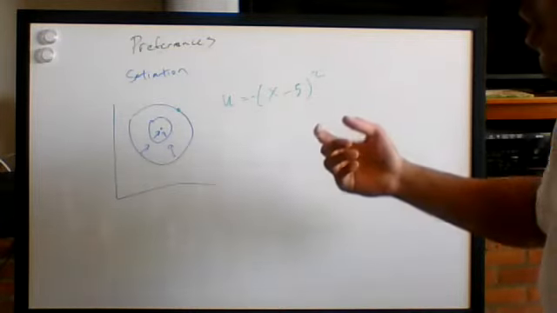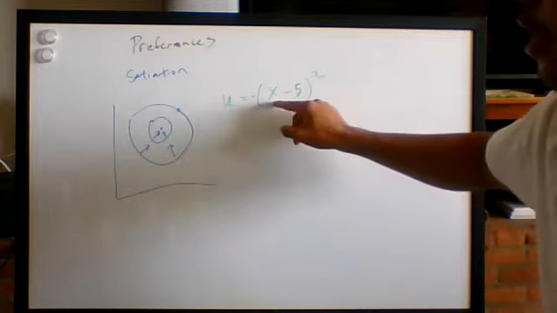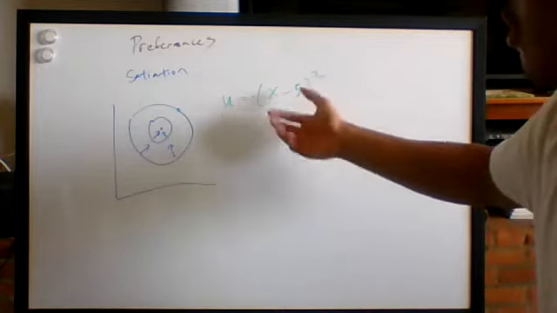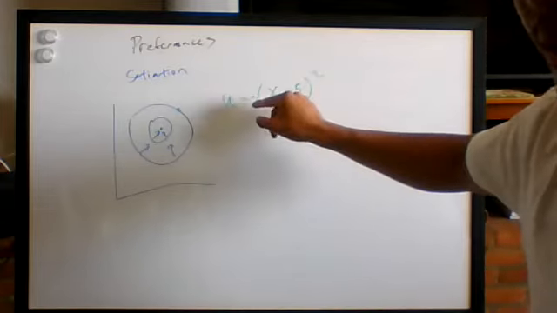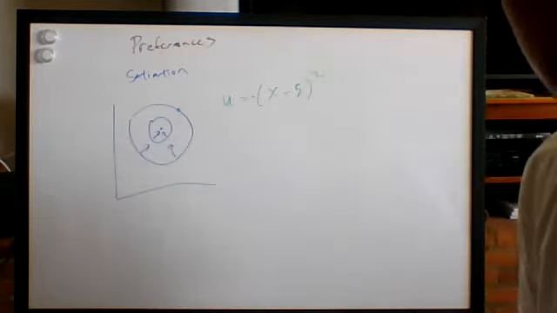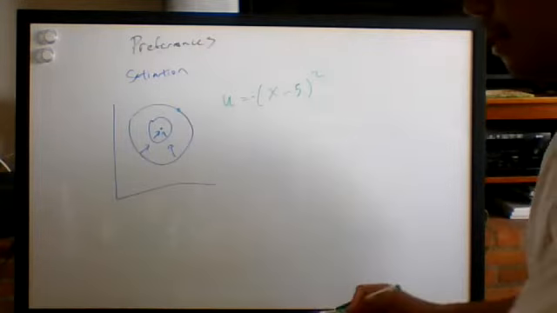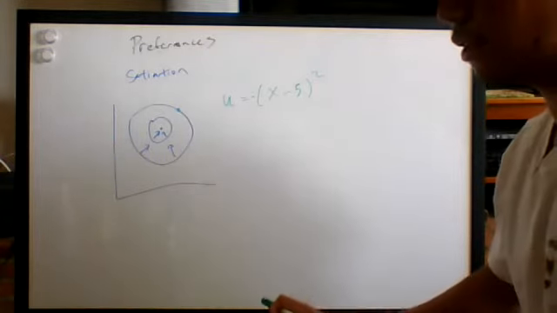And so the way that we can combat that is having x be as close to 5 as possible, because otherwise we're just going to have a greater magnitude that's attached to the negative sign. So it's going to be negative utility. Okay? So that's the idea of indifference curves.